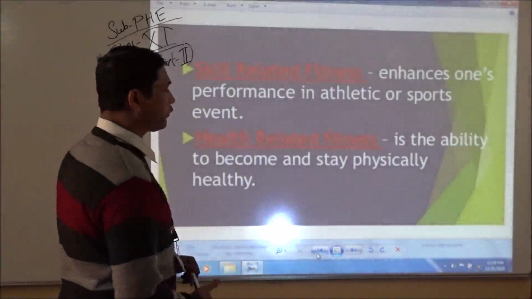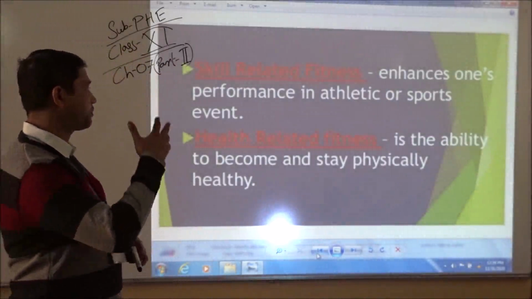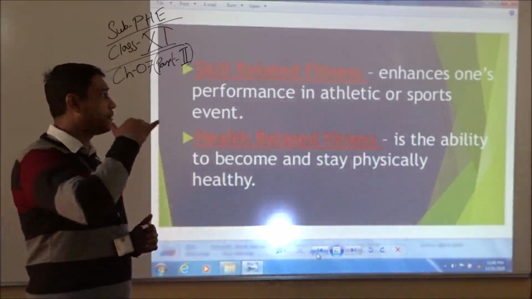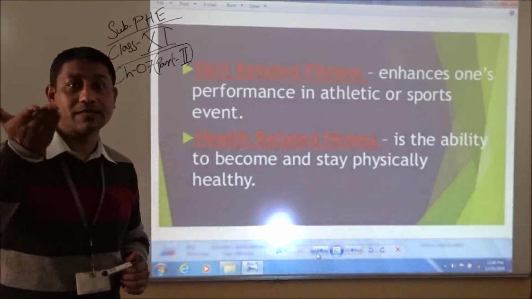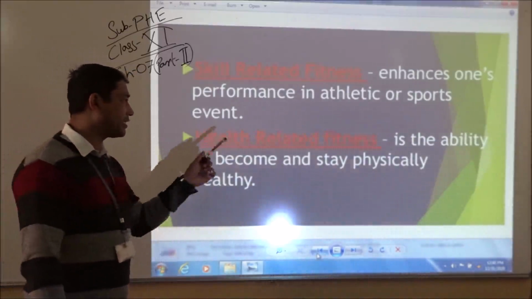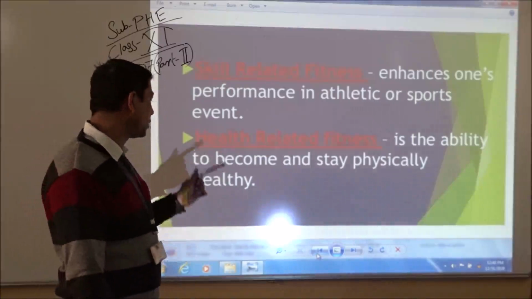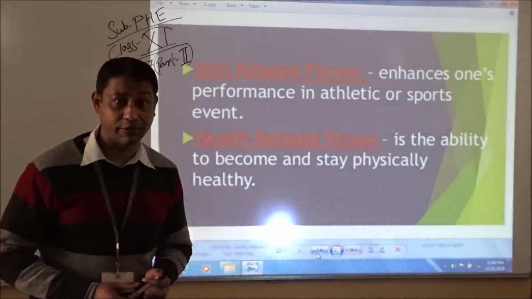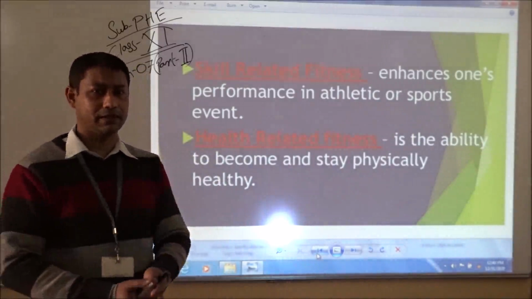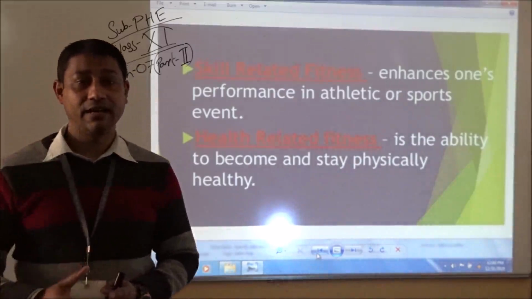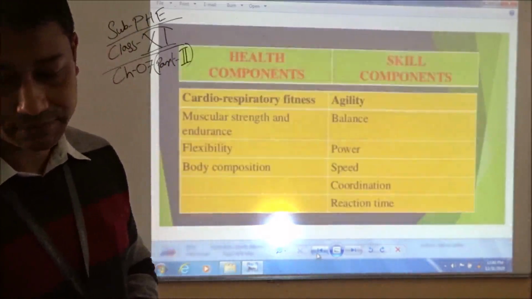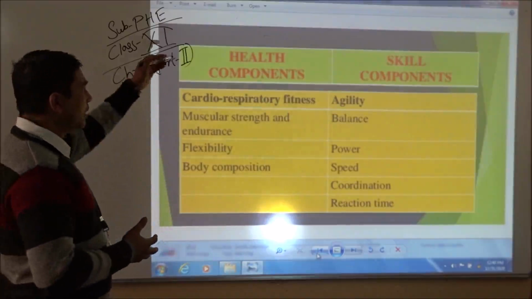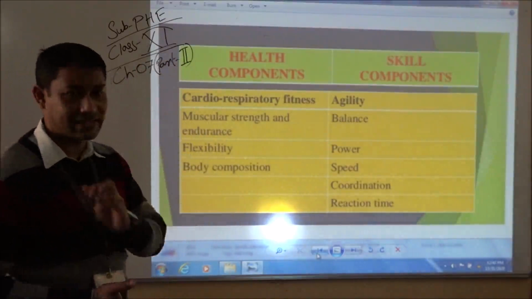Skill related fitness enhances one's performance in athletics or games and sports. They are basically related to the development of skills. Health related fitness is the ability to become and stay physically healthy. So health related fitness helps the general people in remaining healthy, remaining away from diseases.